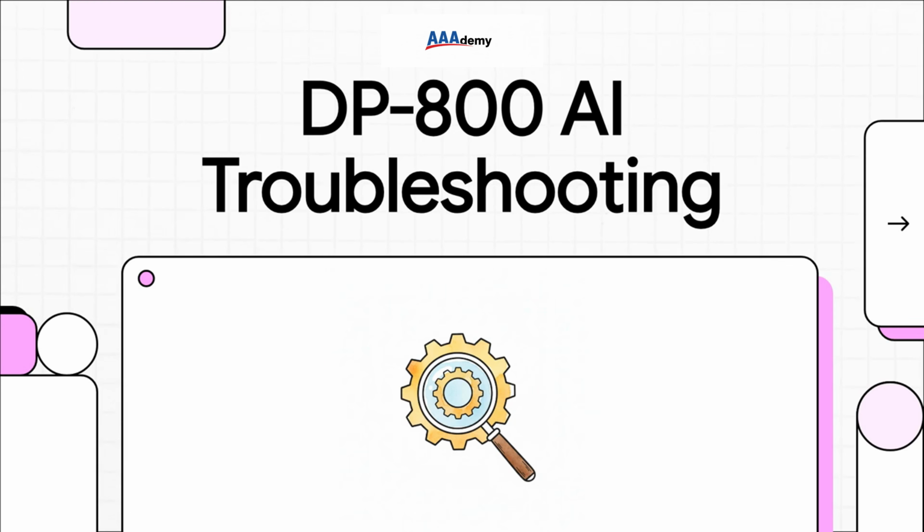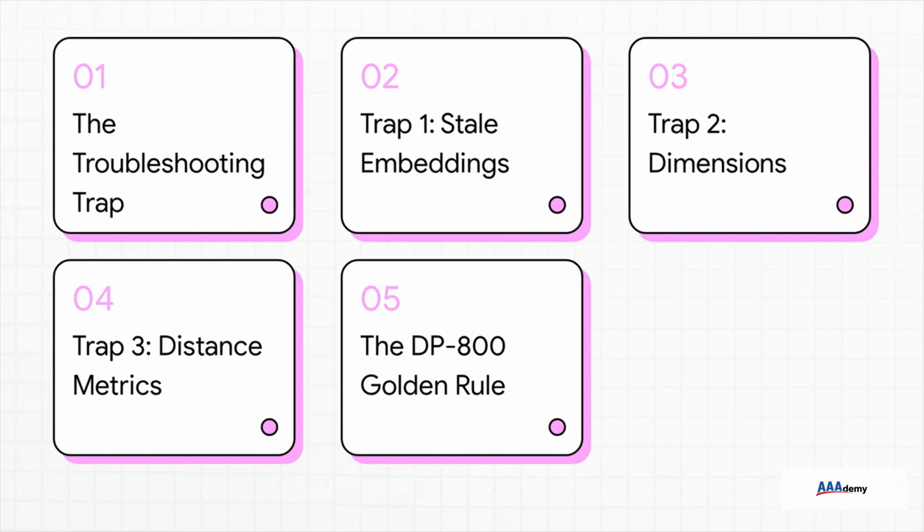Welcome to this explainer on DP-800 Module 6.3. Today, we're going to tackle the absolute toughest AI troubleshooting scenarios you'll see on the exam. I want you to think of yourself as a database crime scene investigator. We aren't just glancing at those surface-level AI symptoms, we're digging deep into the metadata to find out exactly where the system broke down. Here's our quick agenda.